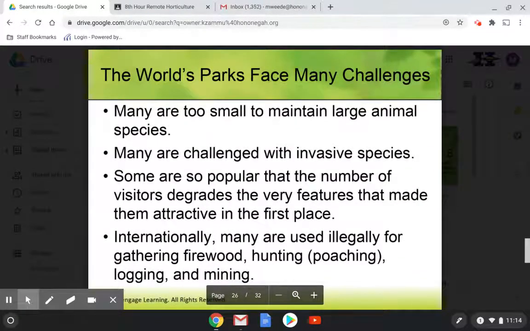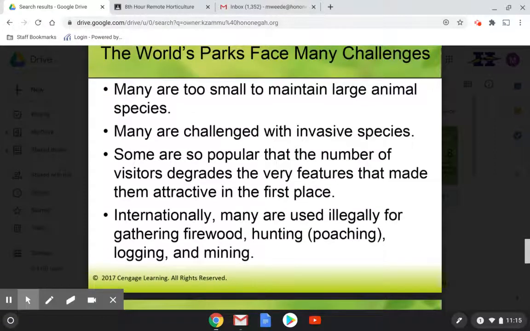So the world's parks may face a lot of different challenges. What you're going to see is that many might be too small to maintain large animal species. So there might not be enough land. There might not be enough food for these large animal species. That might be a problem. Many are challenged with invasive species. So again, invasive species are going to outcompete the native species that are in that area. So instead of there being enough food, the invasive species is going to take all the food. It's going to invade the area.